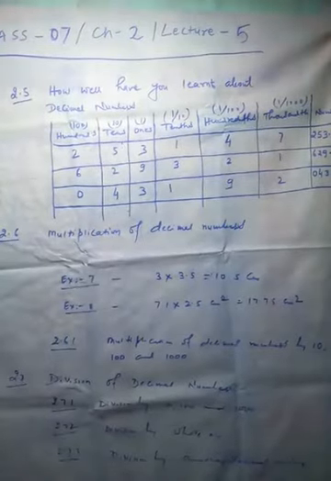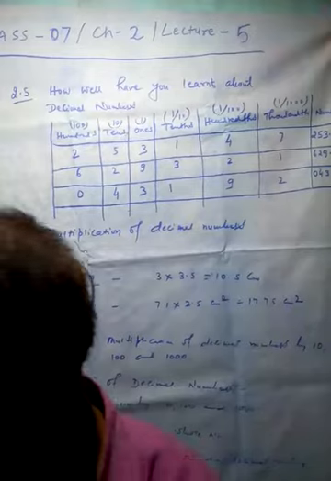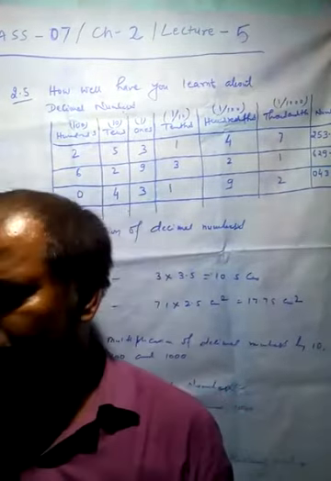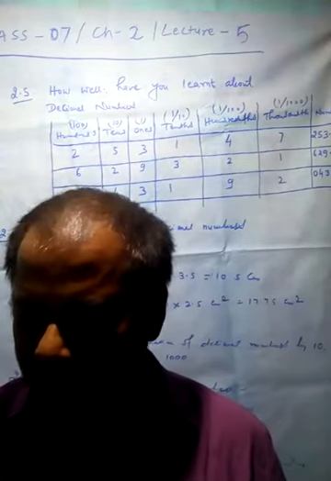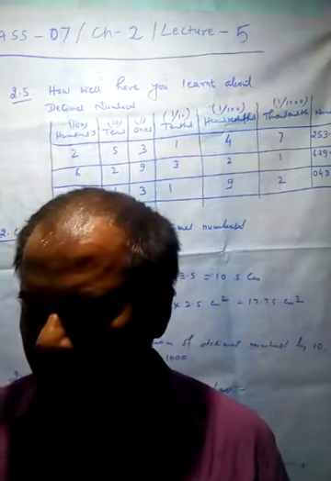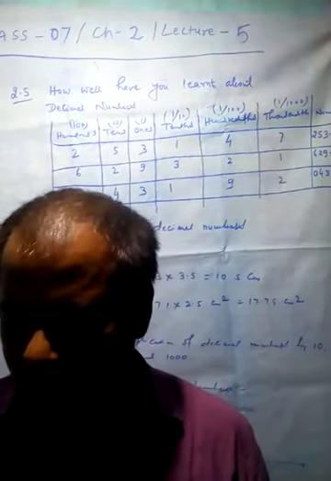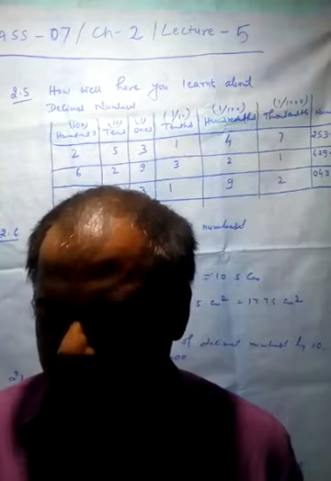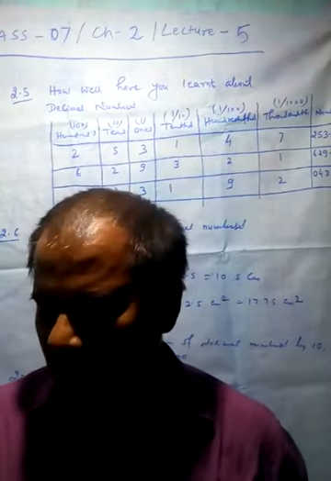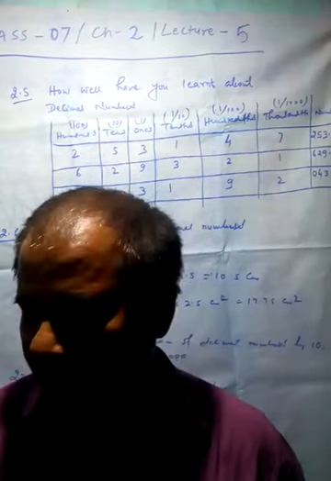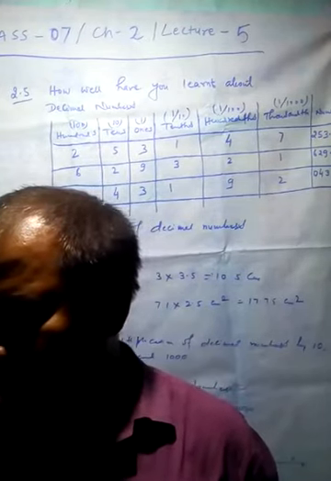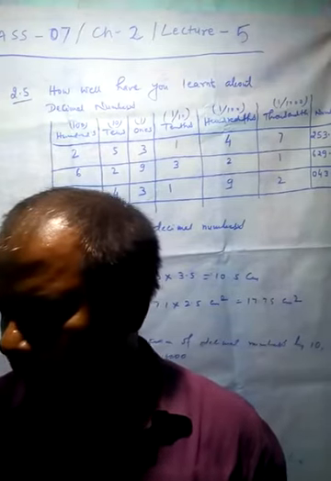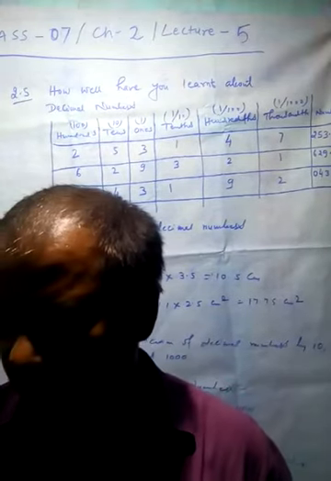In the table you wrote the decimal number given its place value expansion. You can do the reverse too. That is, given the number you can write it in expanded form. For example, 235.417 is equal to 2 into 100 plus 5 into 10 plus 3 into 1 plus 4 into 1 by 10 plus 1 into 1 by 100 plus 7 into 1 by 1000.